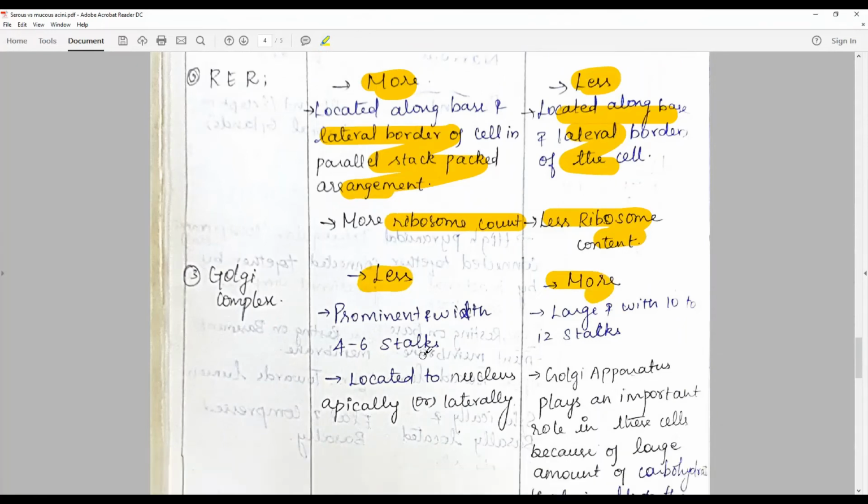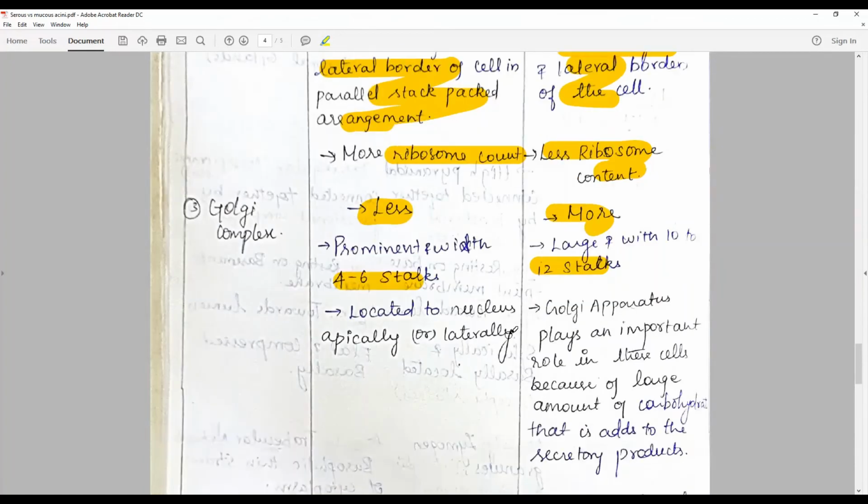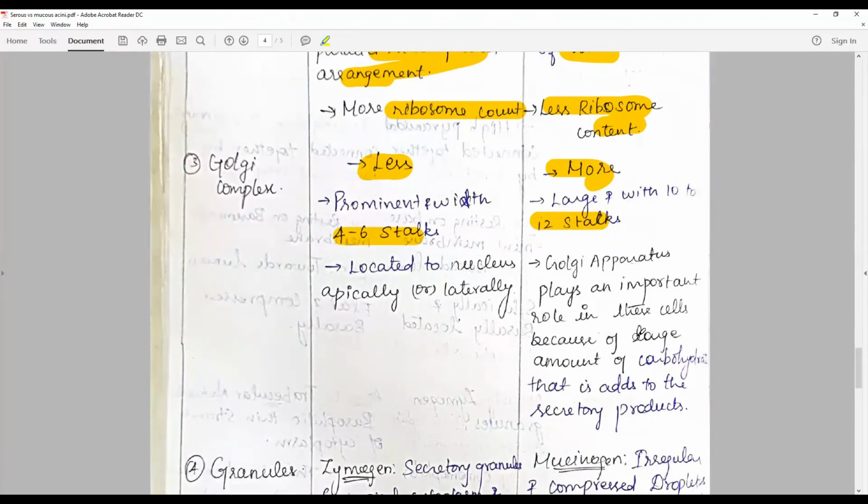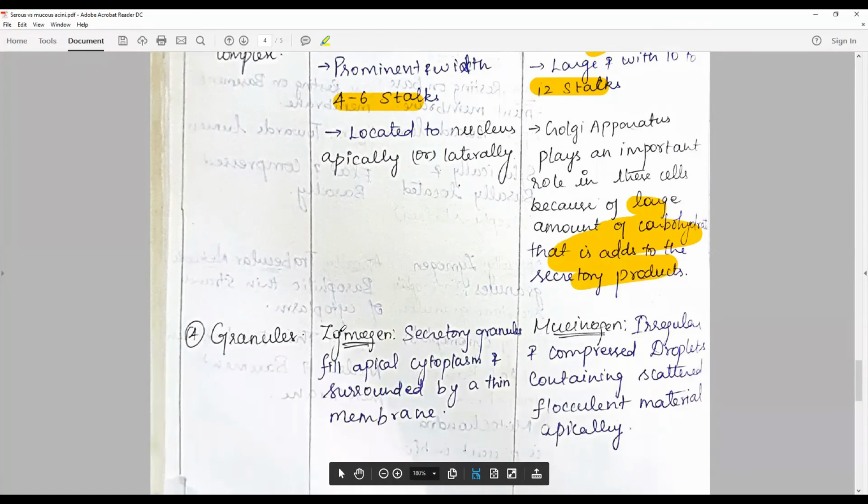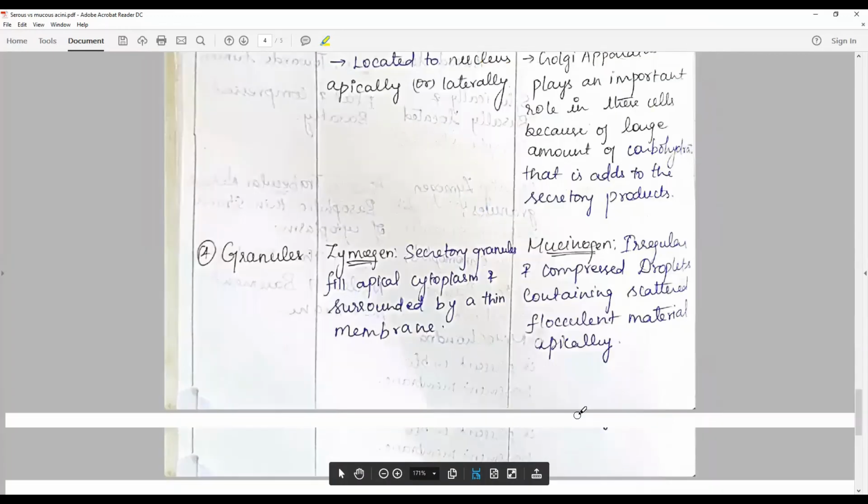In serous, the Golgi is prominent with about 4 to 6 stacks. Here it is the same thing with 10 to 12 stacks, located to the nucleus apically or laterally. Here they are large in amount because they are carbohydrate secretory cells. Zymogen granules are present in serous acini, filling the cytoplasm, surrounded by a thin membrane. Mucinogen granules are irregular, compressed droplets containing scattered flocculent material apically.